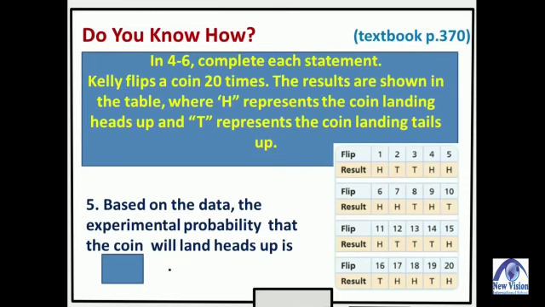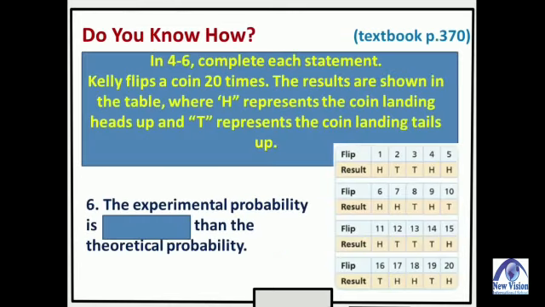Number 5. Based on the data, the experimental probability that the coin will land heads up is 55%. Number 6. The experimental probability is greater than the theoretical probability.